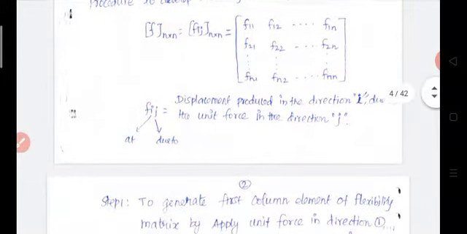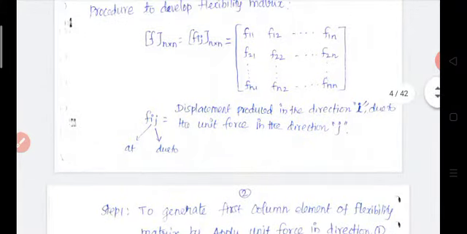So the element of the flexibility matrix, Fij, is equal to the displacement produced in the direction I due to the unit force in the direction J. This is from the definition of flexibility matrix. So what is the definition? Displacement produced by a unit force. So Fij is the displacement produced in the direction I due to the unit force in the direction J. I represents at what location we are going to measure the displacement. J represents which force produces the displacement.